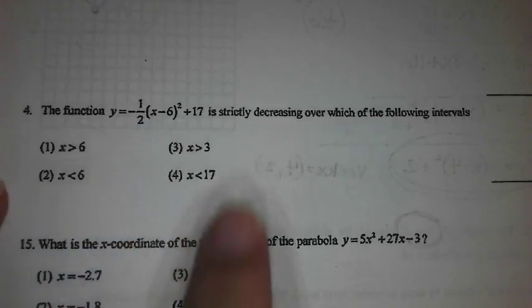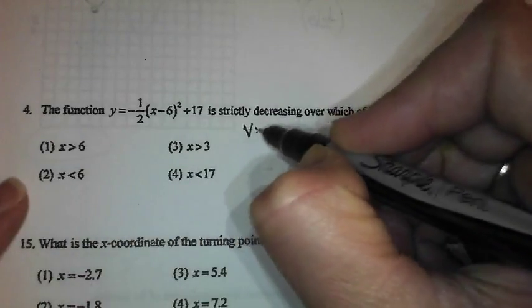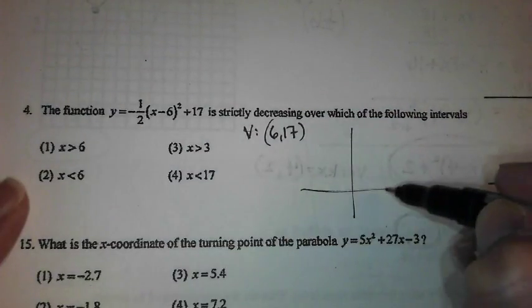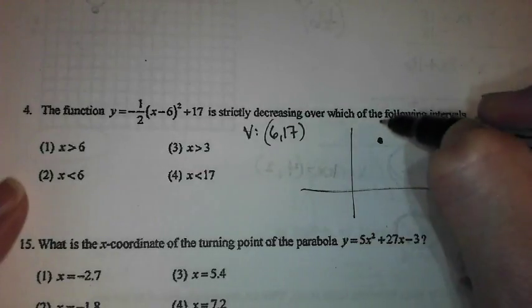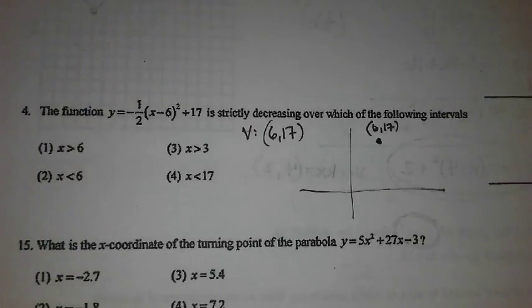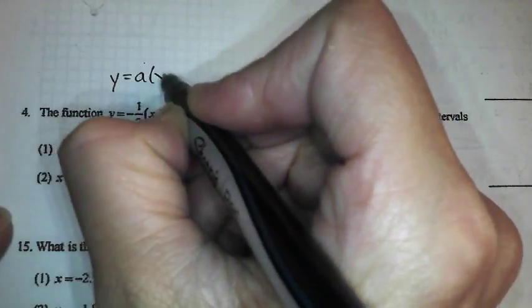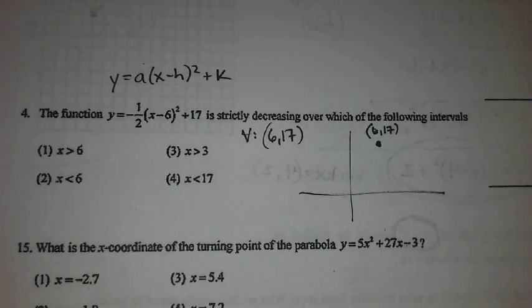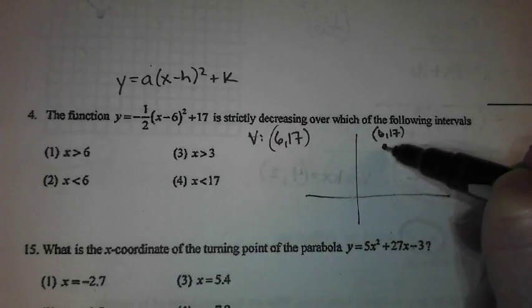Jake O. 6, 17, great. So if I were to do a quick sketch of that, 6, 17 would be somewhere up here. Brock, what is my A value? Y equals A, x minus h squared plus k. Look again. Negative 1/2. And given that it's negative, what does that tell you about your parabola? Opens down. So here's my vertex, and it opens down.